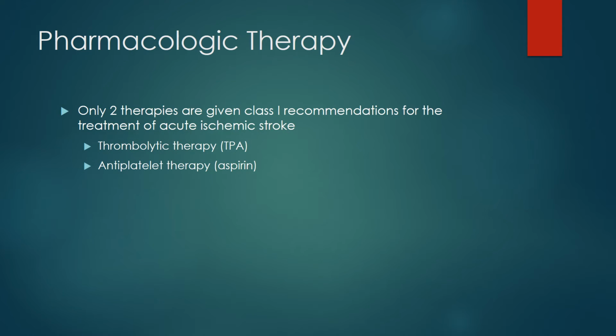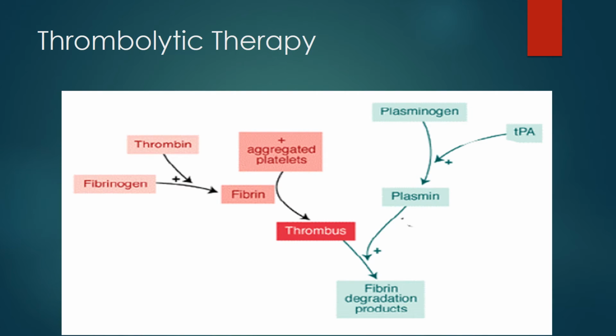So next we'll go into pharmacological therapy. Only 2 therapies are given class 1 recommendations for the treatment of acute ischemic stroke. One being Thrombolytic Therapy or Tissue Plasminogen Activator, or Alteplase if you know it by the brand name, or Antiplatelet Therapy, that being Aspirin. So this slide shows a little bit of the mechanism of action of TPA.